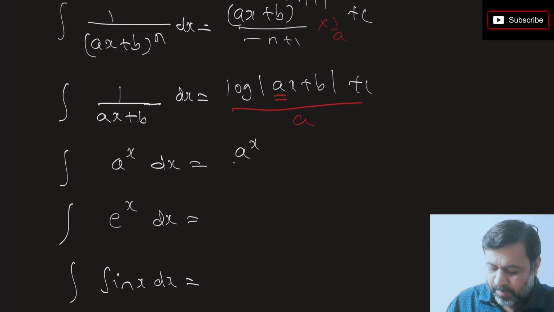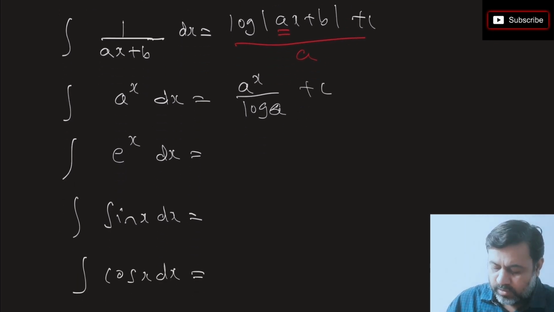a power x is simple. a power x will be a power x by log a. Say in differentiation it was a power x into log a, here it is divided by log a, obvious, right? e power x will be the same as e power x.